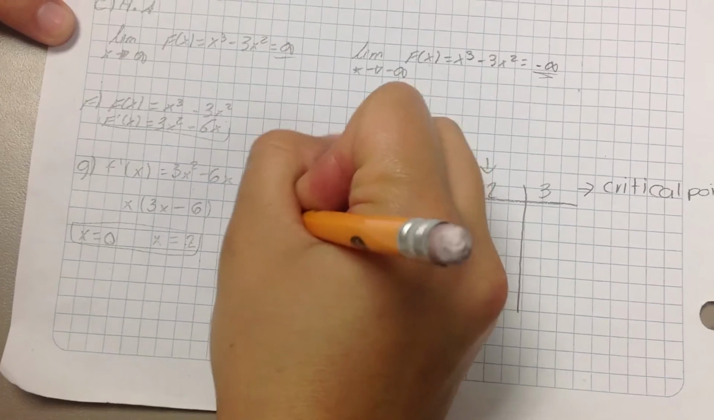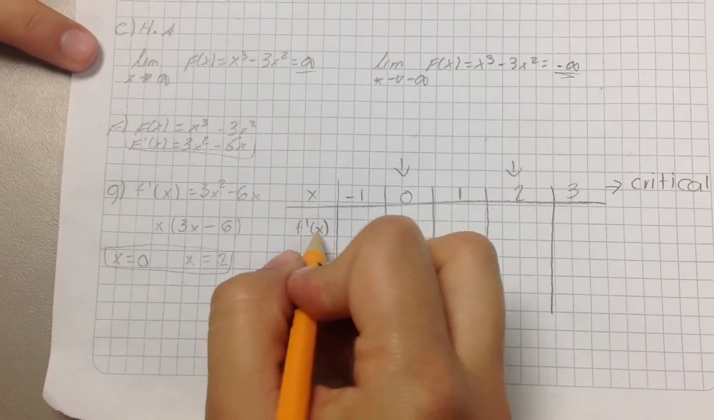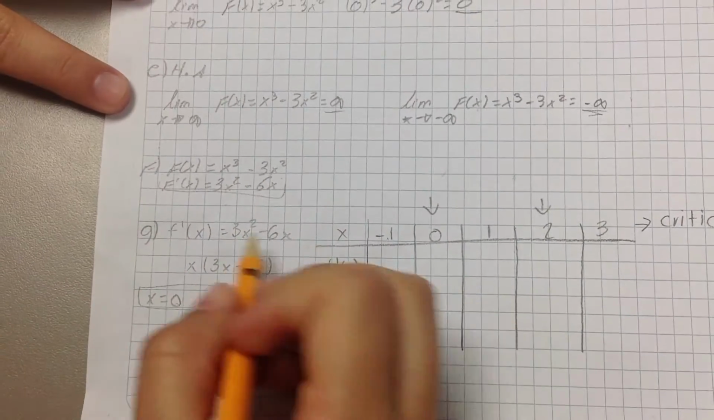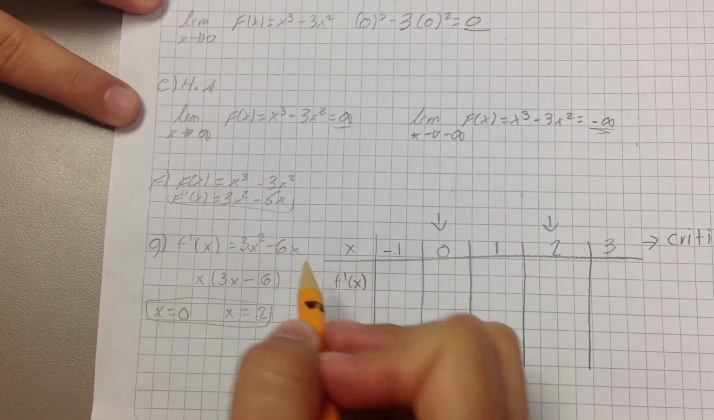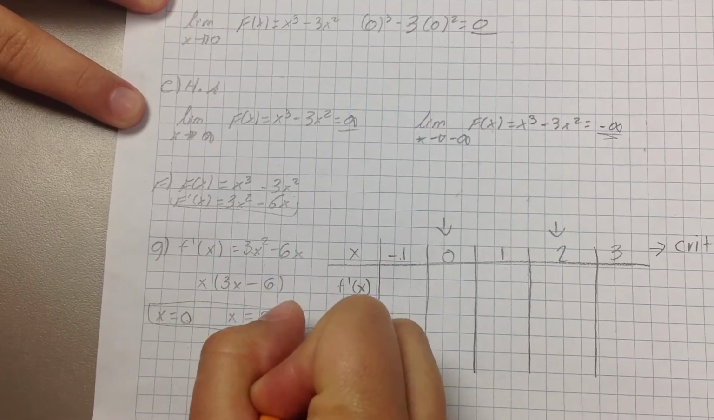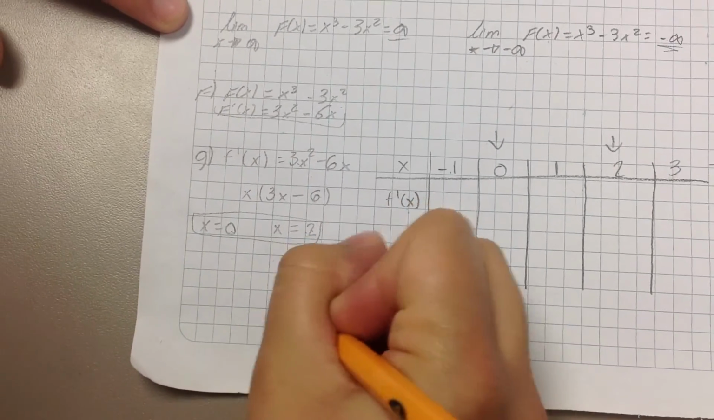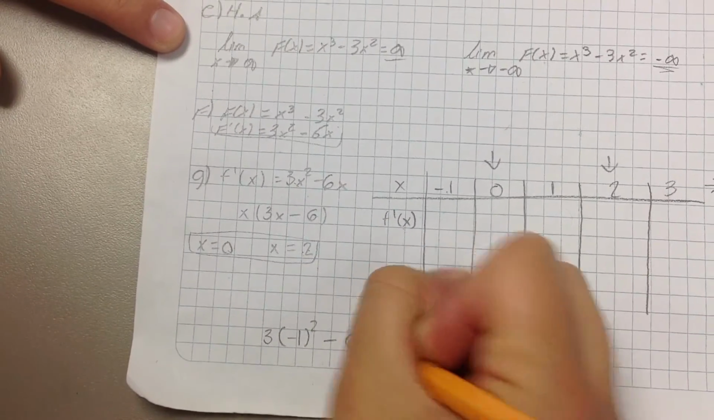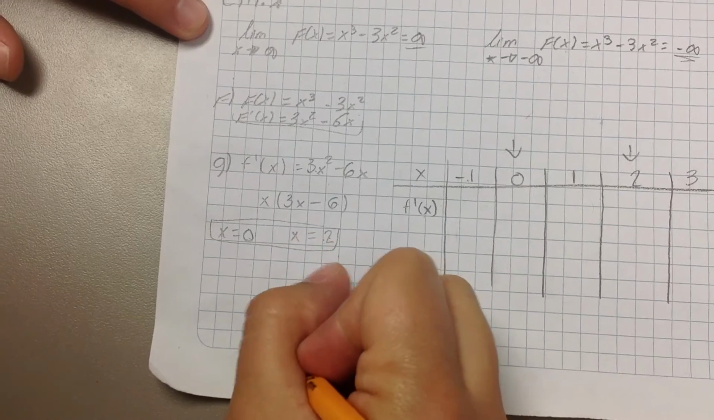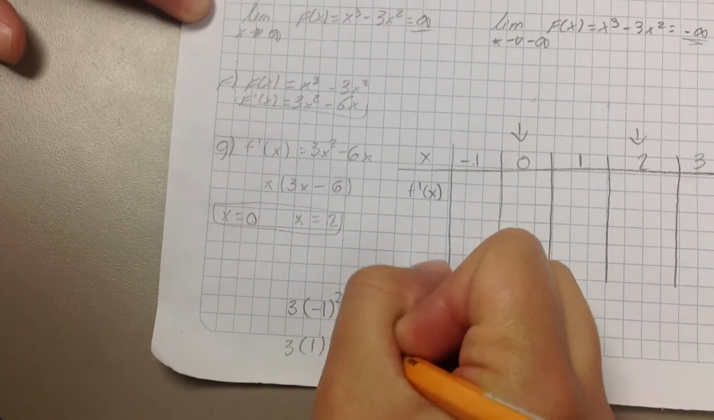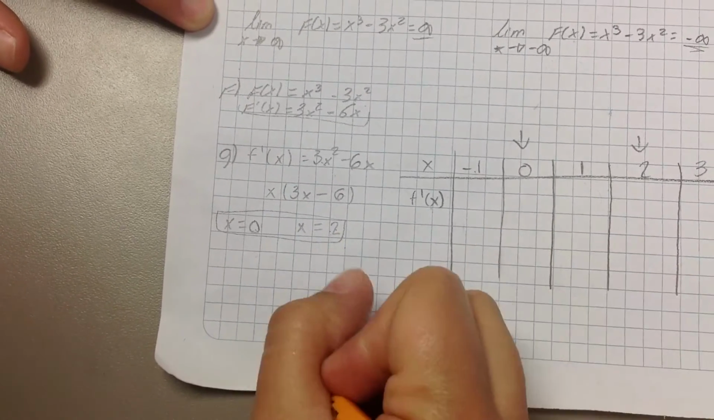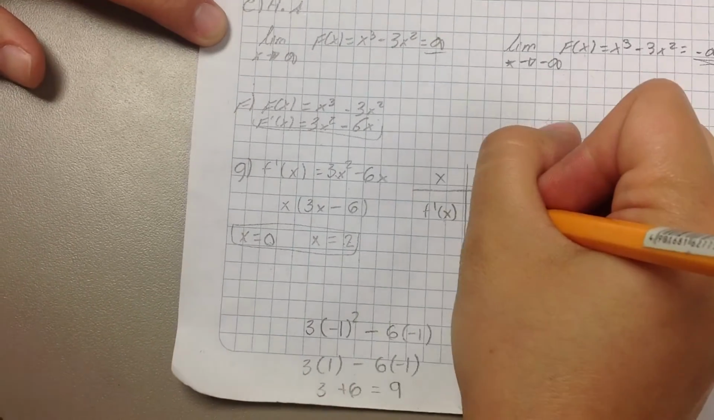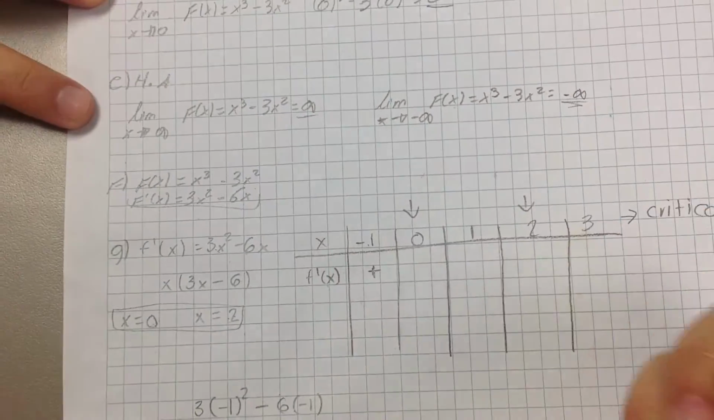So this is the derivative, and we just replace the minus 1 in the x. For example, if we have 3x squared minus 6x, what we're going to use is 3 times minus 1 squared minus 6 times minus 1. So we're going to have 3 times 1 minus 6 times minus 1. So it is 3 plus 6. Our answer is going to be positive, so we place a positive sign here.